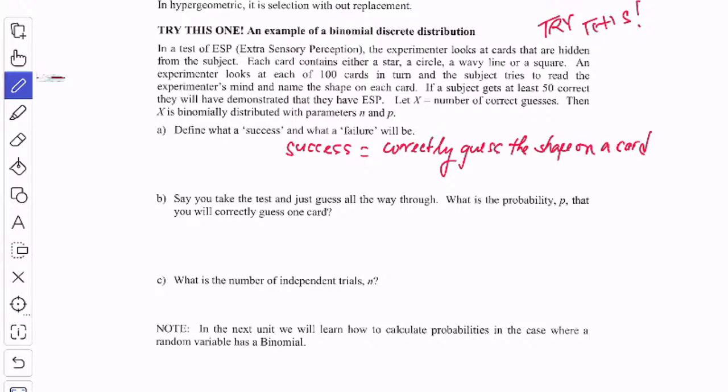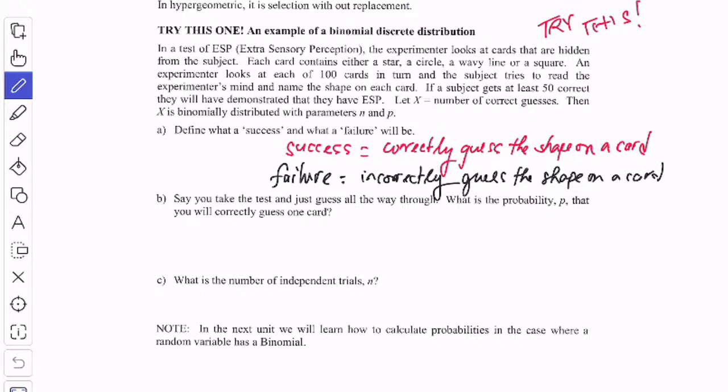And what is a failure? Just incorrectly identifying the shape on a card. Okay, so each time we record if the person correctly guessed. Say you take the test and guess all the way through. What is the probability that you will correctly guess one card? So what should P be?